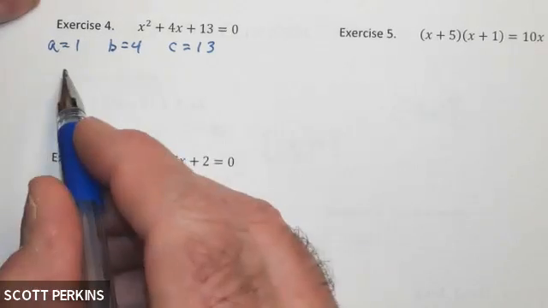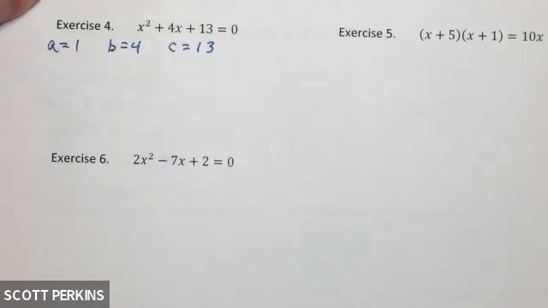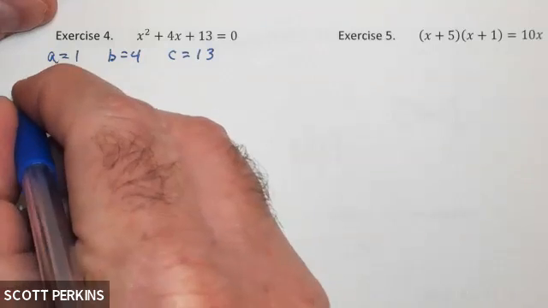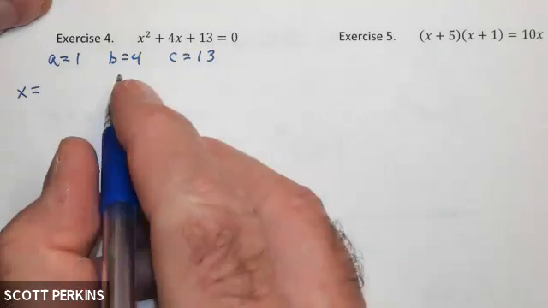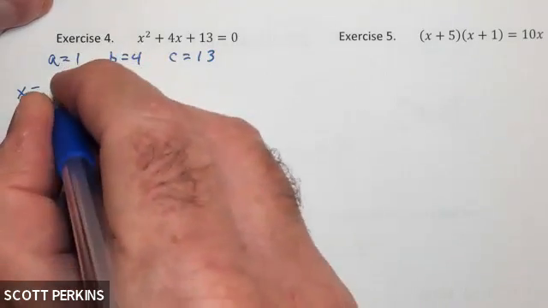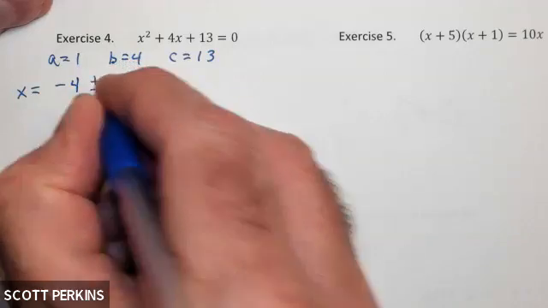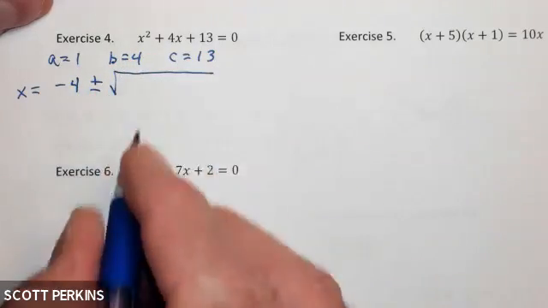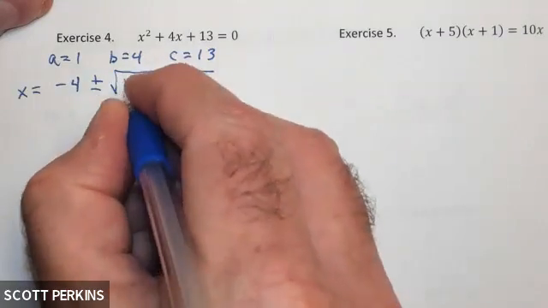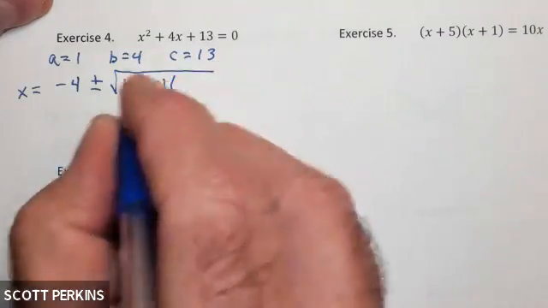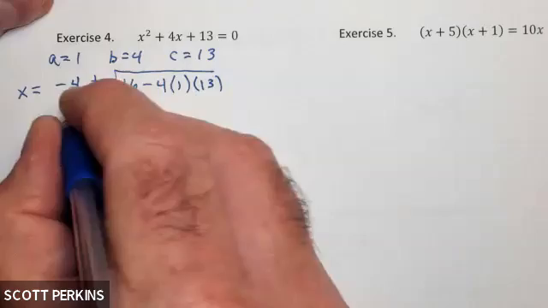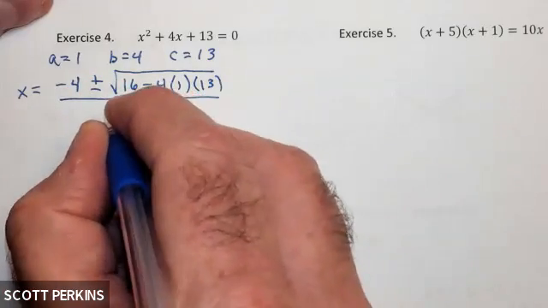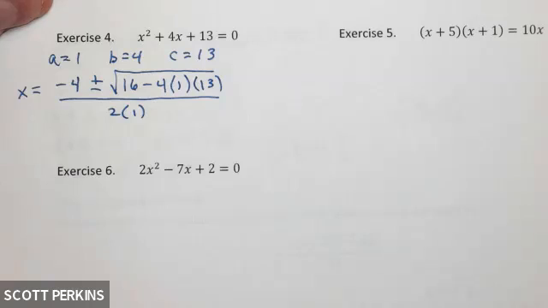All right, so my value of A is 1, my value of B is 4, my value of C is 13. So here's my quadratic formula: my solutions, my x's, are negative b. Since b is 4, negative b is negative 4, plus or minus the square root of b squared, 4 times 4 is 16, minus 4 times a, which is 1, times c, which is 13. All of that is over 2a, or 2 times 1.